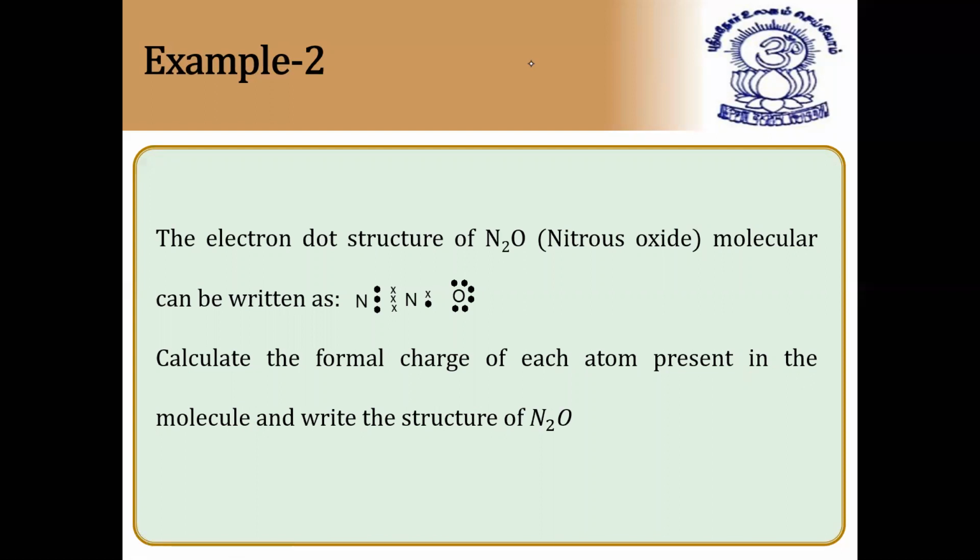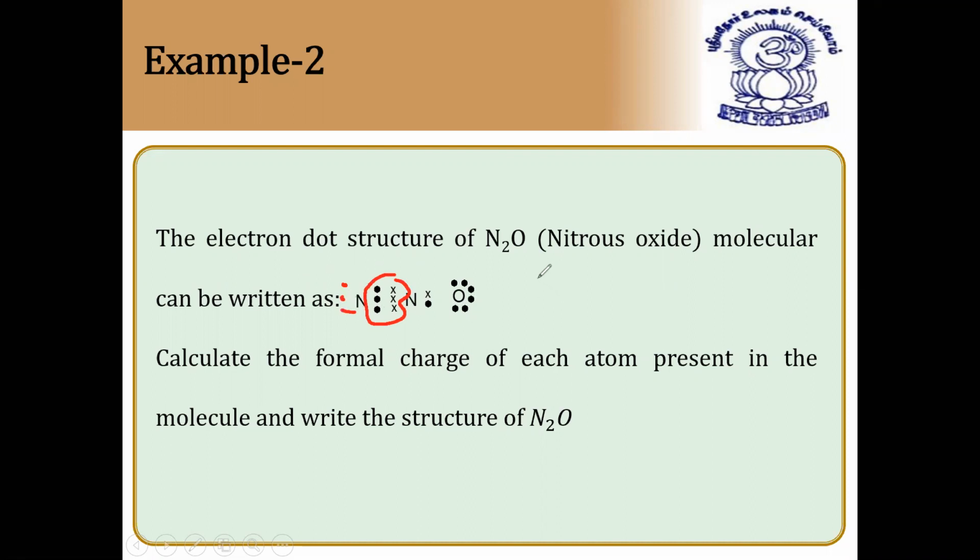So how to calculate the formal charge of the first nitrogen? Let us see. This is for your molecule. So it has how many valence electrons? This nitrogen has a total of 5 electrons. So first let us see this nitrogen.